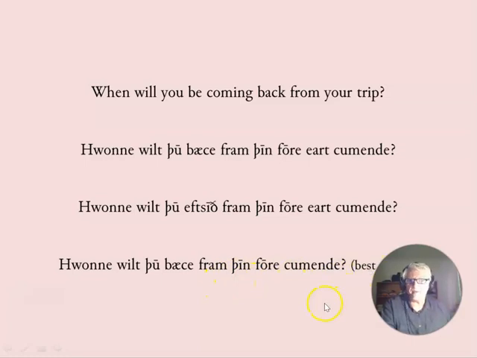I like the last one, but pick what you like.